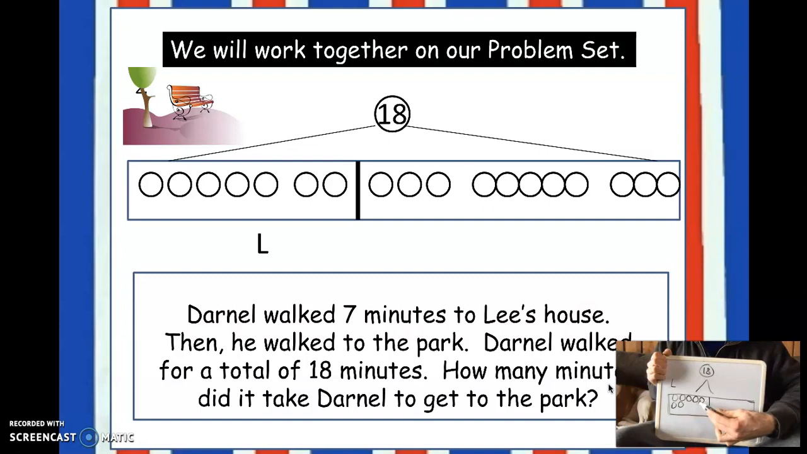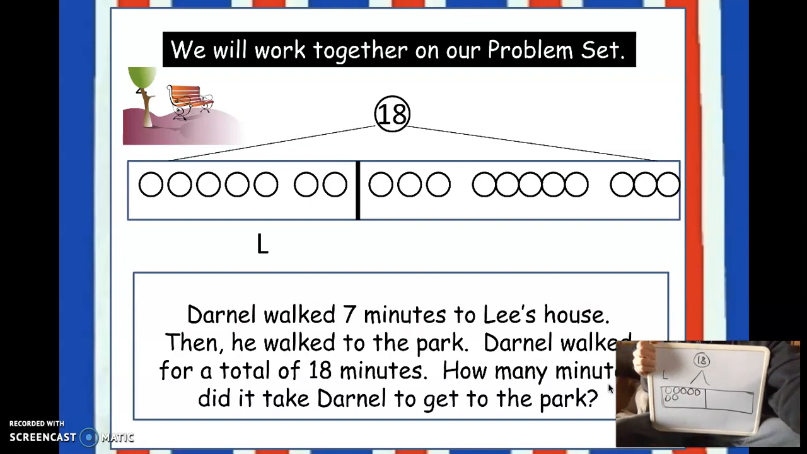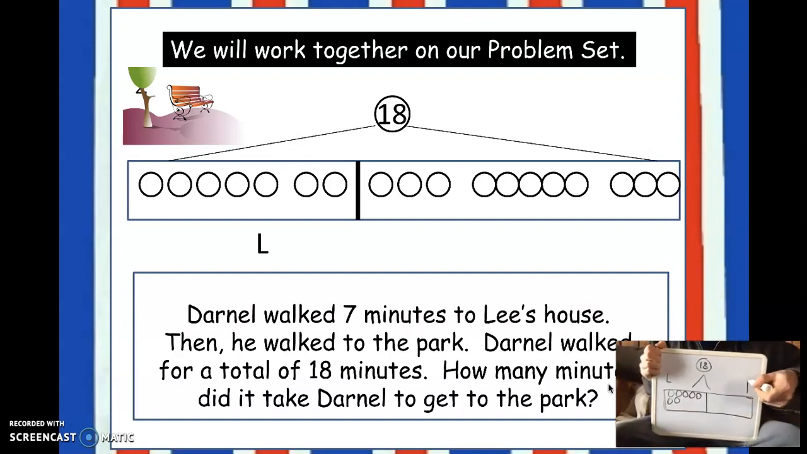So he walked 7 minutes to Lee's house, and then he walked to the park. Didn't tell me how many minutes he walked to the park. So that's what we're finding out. I'm going to put P for park. Okay, so he walked 7 minutes to Lee's house, then he walked to the park, and he walked a total of 18 minutes. Why don't you take a couple seconds to think about how we're going to solve this. How am I going to figure out how many minutes he walked to the park?